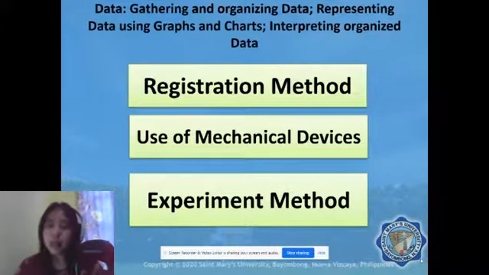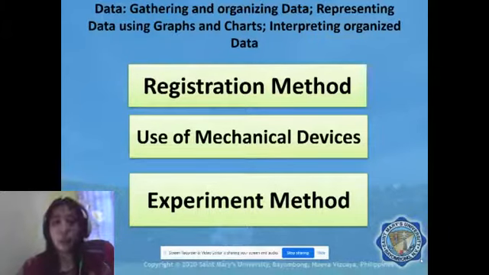For the experiment method, this is usually used if you have a problem that deals with cause and effect. So for you to come up with the effect, you have to conduct the experiment. It is more common in science, though it is also possible in other fields like education. They also conduct action researches, and it can be, of course, pre-experimental or experimental.